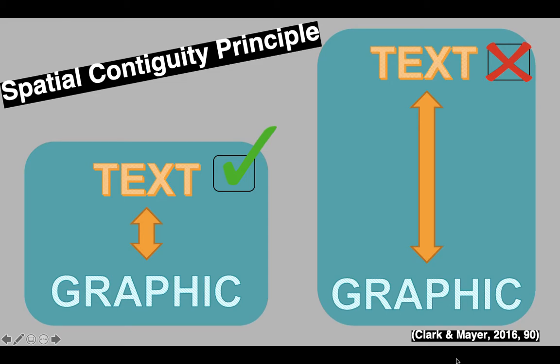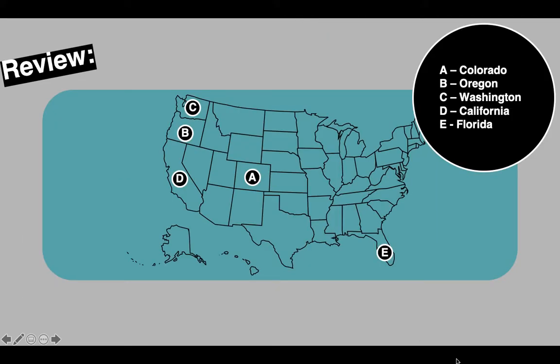Clark and Mayer define the spatial contiguity principle by stating that learning from corresponding text and graphics is better when the corresponding text and graphics are presented near each other. Okay, so on this slide, the contiguity principle is broken. This map was made with each of the different states labeled with the letters A through E. At the upper right, the letters were displayed with their corresponding state on the map.